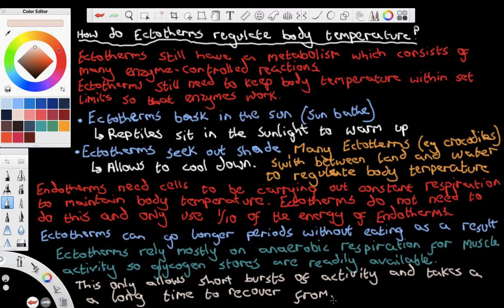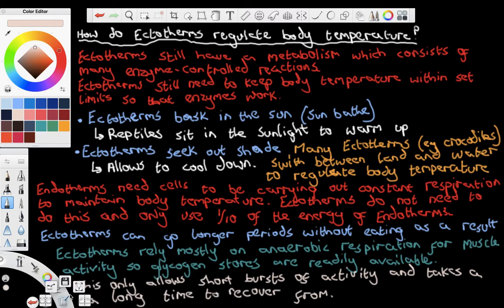Off the top of my head, I'm not going to Google it now, you may wish to, crocodiles can go a ridiculous amount of time without eating purely because they don't use much energy. They have such a slow metabolism. Ectotherms rely mostly on anaerobic respiration for muscle activity, so glycogen stores are readily available. However, this only allows short bursts of activity of about 3 to 5 minutes, and they can take days to recover from.